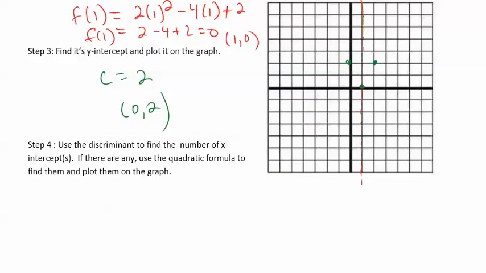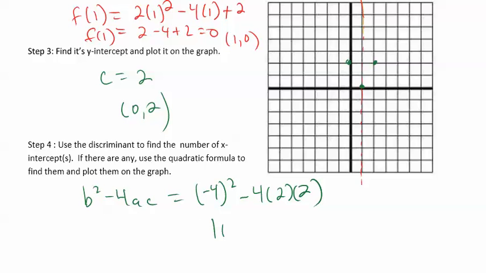Okay, so now let's find our x-intercepts. It looks like we've identified one of them, but let's make sure that's the only one. We're going to use b squared minus 4 times a times c. So b squared would be negative 4 squared, minus 4 times 2 times 2. Oops, sorry, c is 2, so ac is 2 times 2. That's going to give us 16, and 4 times 2 is 8, times 2 is 16. So 16 minus 16 is 0. If b squared minus 4ac is equal to 0, that means we have one x-intercept.